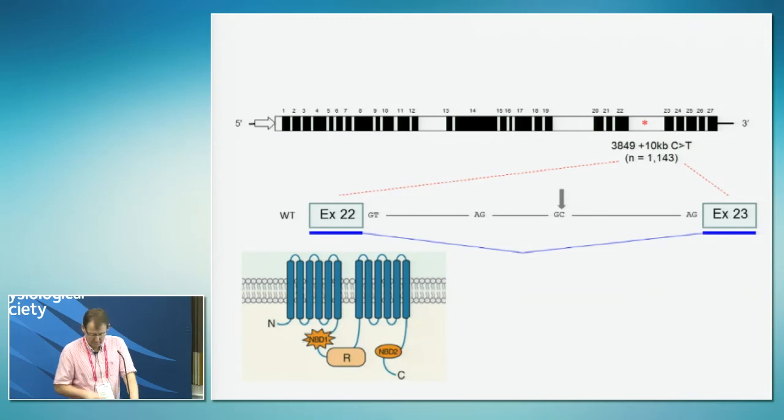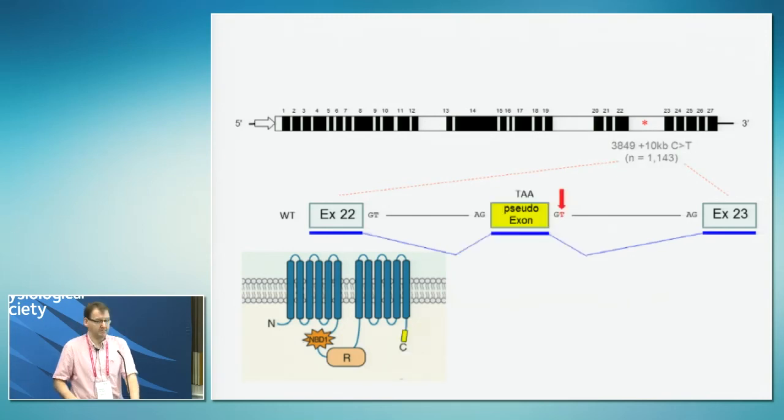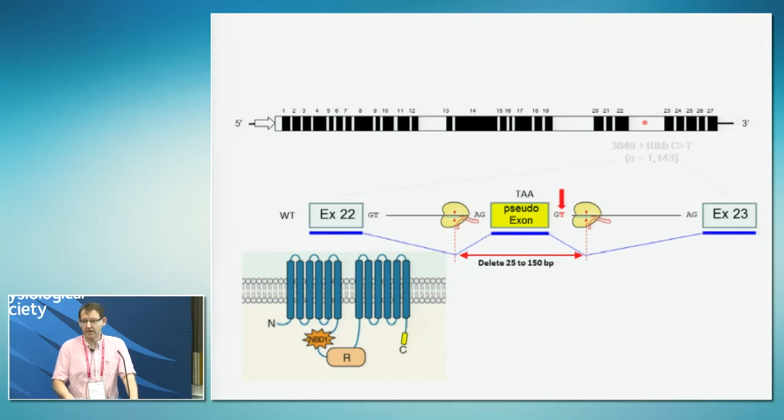We have a C residue, which when converted to a T, creates this pseudoexon. It interferes with the splicing. It creates a site which isn't normally there, which the splicing machinery recognises and goes, oh, there must be an exon here. This then introduces an in-frame stop codon, and we get a truncation of the protein, which gives rise to cystic fibrosis. So the question we asked very simply was, can we cut this region out using CRISPR?